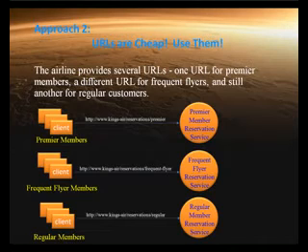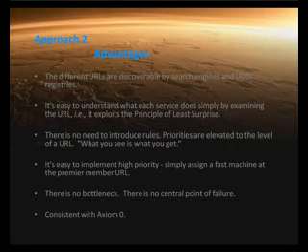The airline provides several URLs. One URL for premium members, a different URL for frequent flyers, and still another for regular customers. Approach 2. Advantages. The different URLs are discoverable by search engines and UDDI registries. It's easy to understand what each service does simply by examining the URL.